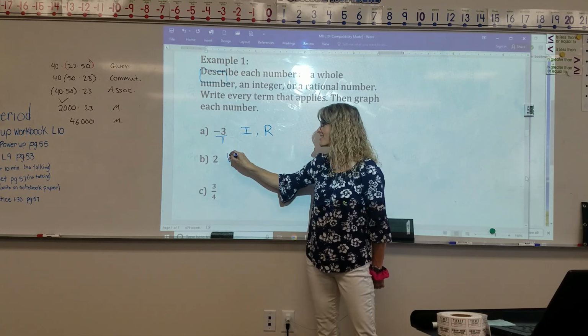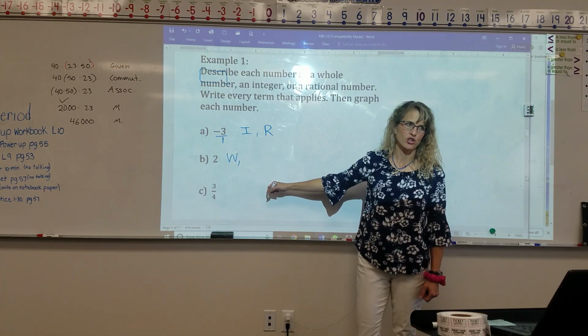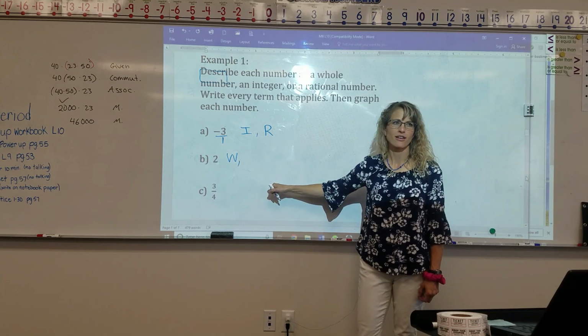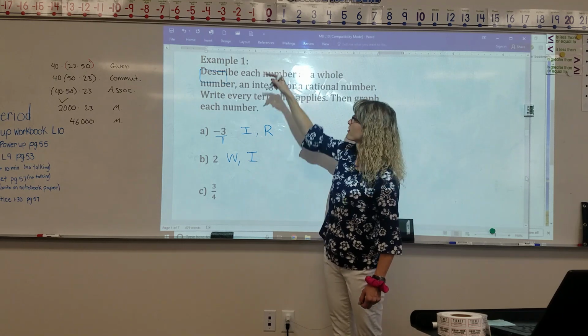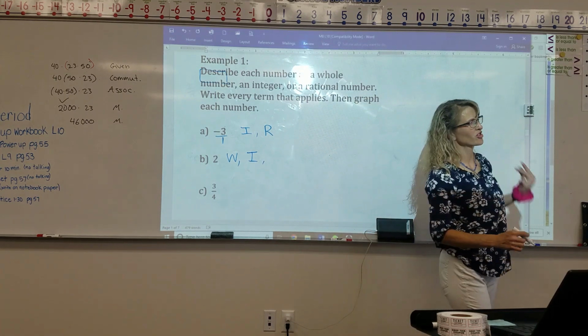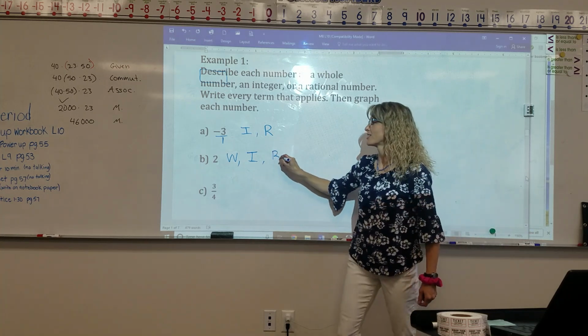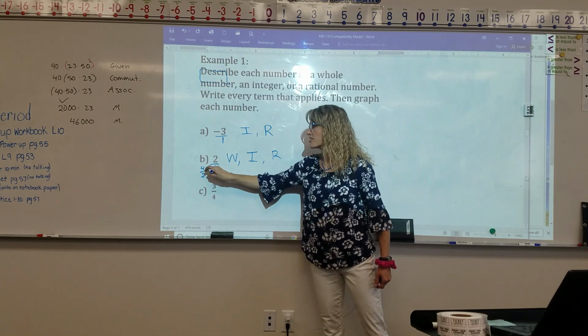Yes. So we put W for whole. Is it an integer? Sophie. Yes, it's an integer. It's on my number line, right? Is it a rational number? Spencer. Yes. I can write it as a fraction, or 4 halves, right? The same number.